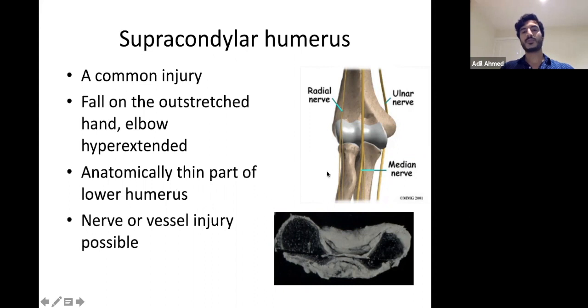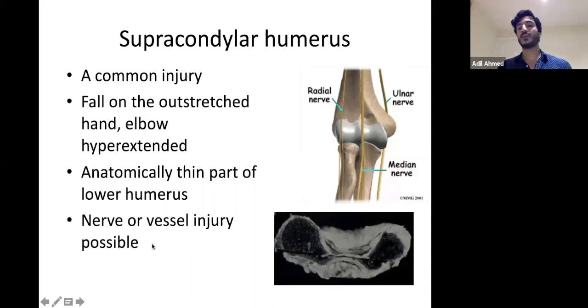So why does it happen particularly here? Well, basically it flares out. It's a weak part of the bone, that supracondylar area of the humerus, and it's susceptible to injury, particularly with kids on trampolines, etc.